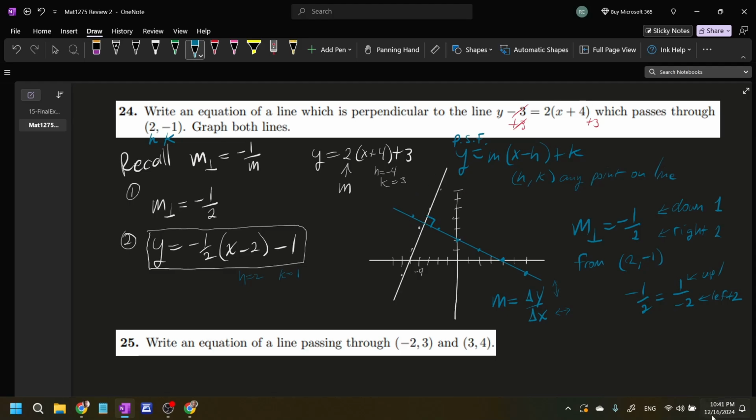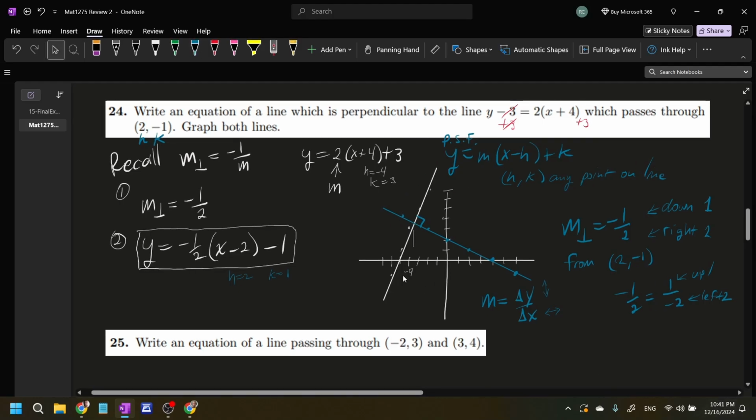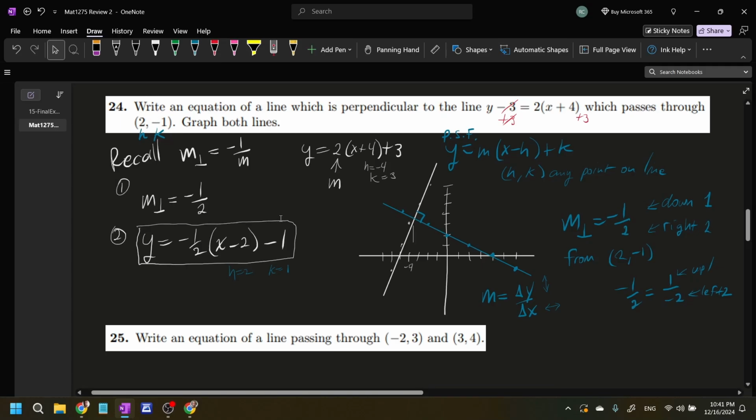Okay, definitely run this back. Try questions like this on a graphing calculator. Maybe make up a new equation and choose a point in space. They're all going to be solvable.